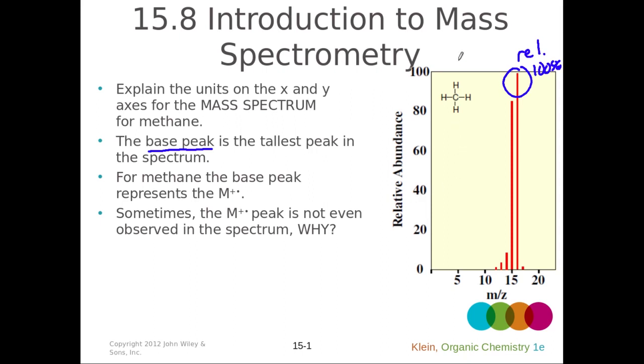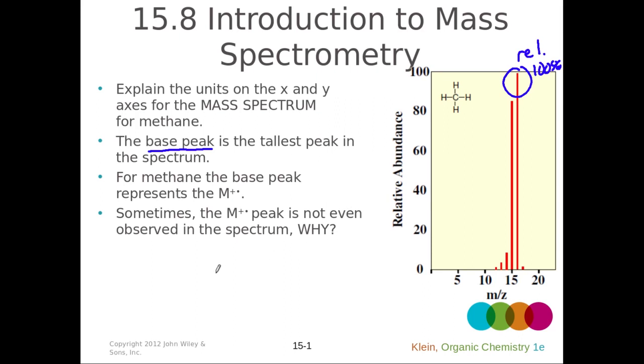So this is the mass spectrum for methane. Methane has 1 carbon and 4 hydrogens. Carbon has 6 protons and 6 neutrons. And hydrogen, in this case, this is the most common isotope of hydrogen. This is just regular hydrogen, has just a proton in the nucleus.